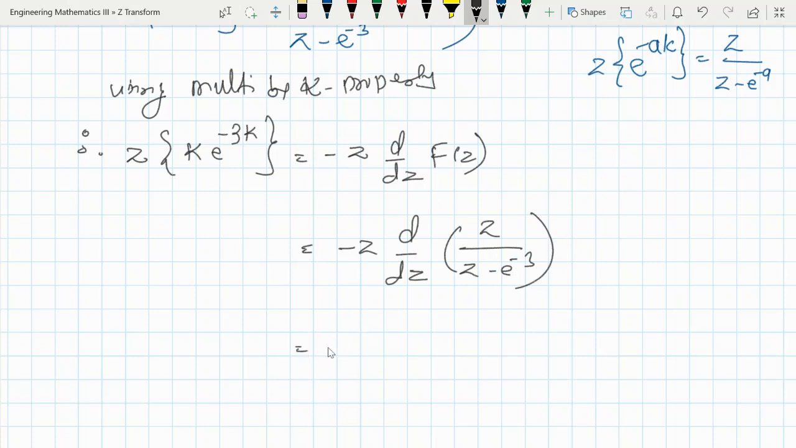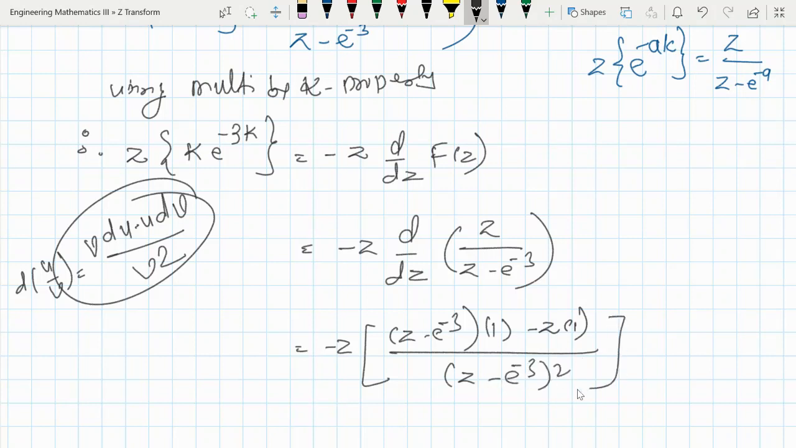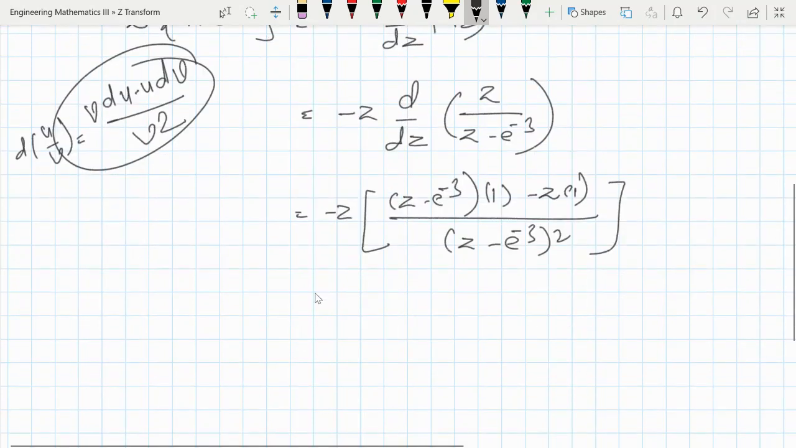Now take the derivative. So this is minus z, using the u upon v rule. What is the derivative of u upon v? It is v as it is, derivative of u, minus u, derivative of v, divided by v square. Everybody knows this from derivatives. So this is z minus e raised to minus 3 into derivative of z, which is 1, minus z as it is, derivative of this is again 1, divided by z minus e raised to minus 3 whole square, v square is there.